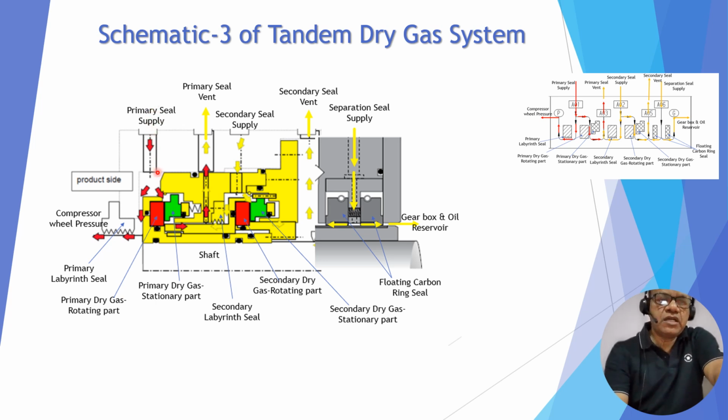This is hydrocarbon; most of it goes to the process side, and a little goes to the primary vent. This is the high pressure nitrogen, yellow color; most of the leakage goes through the labyrinth to the primary vent, and a little leakage goes to the secondary vent. This is the low pressure nitrogen, and after leaking through the floating carbon ring it goes to the secondary vent, and then this side it goes to the oil reservoir. So this is the third schematic for the tandem arrangement.